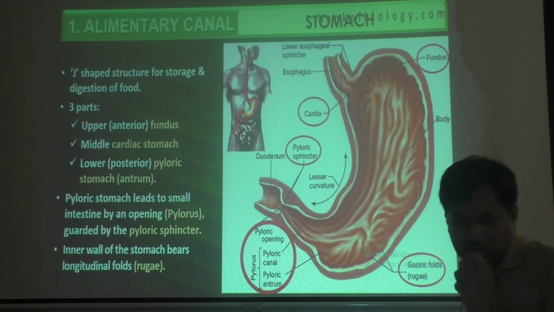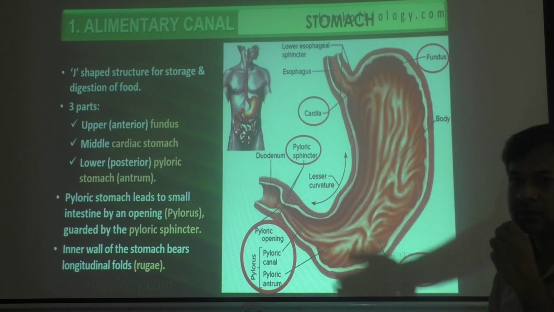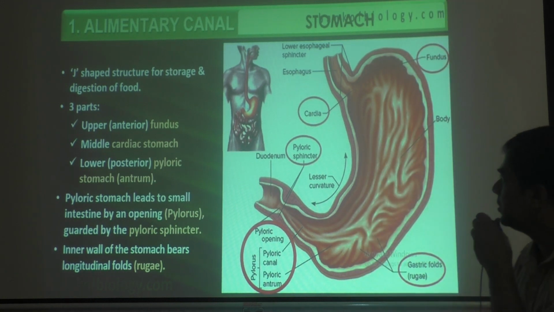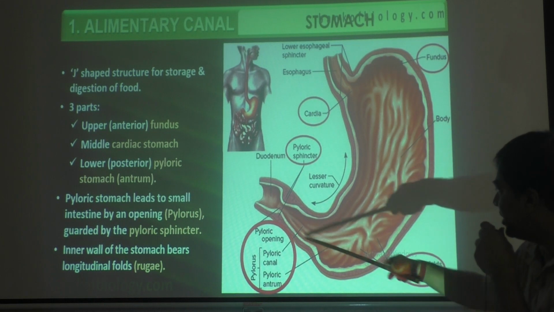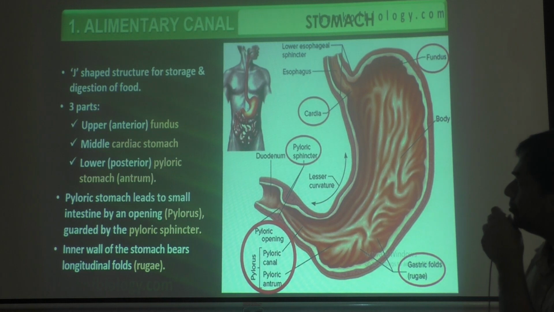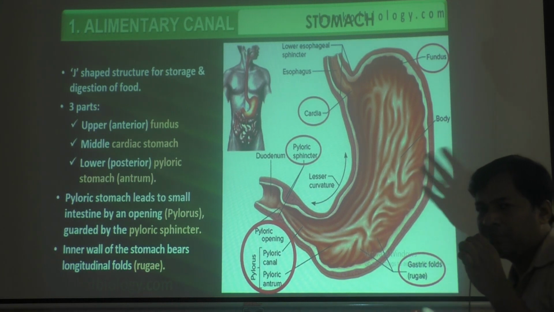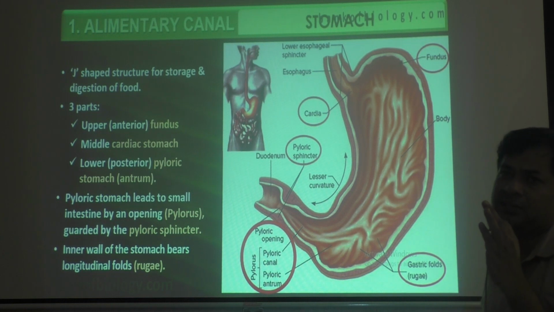So the next part you see is the stomach. They are showing the cross section of the stomach. It is a J-shaped structure, you can see the English letter J shape there. The stomach is meant for storing food and digestion of food. It will store the food, because whatever we eat finally goes to the stomach only. So the stomach is meant for storing food, and digestion of food also occurs. Not complete digestion, partial digestion occurs in the stomach.